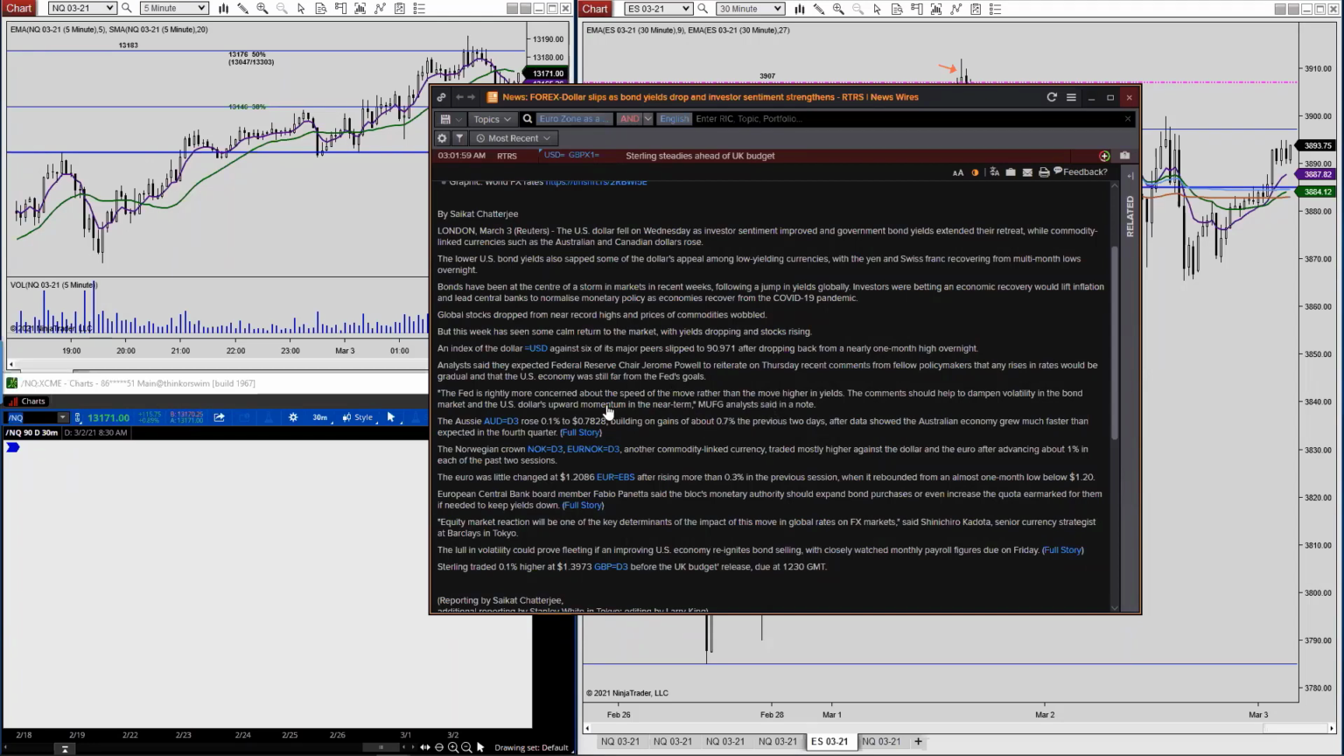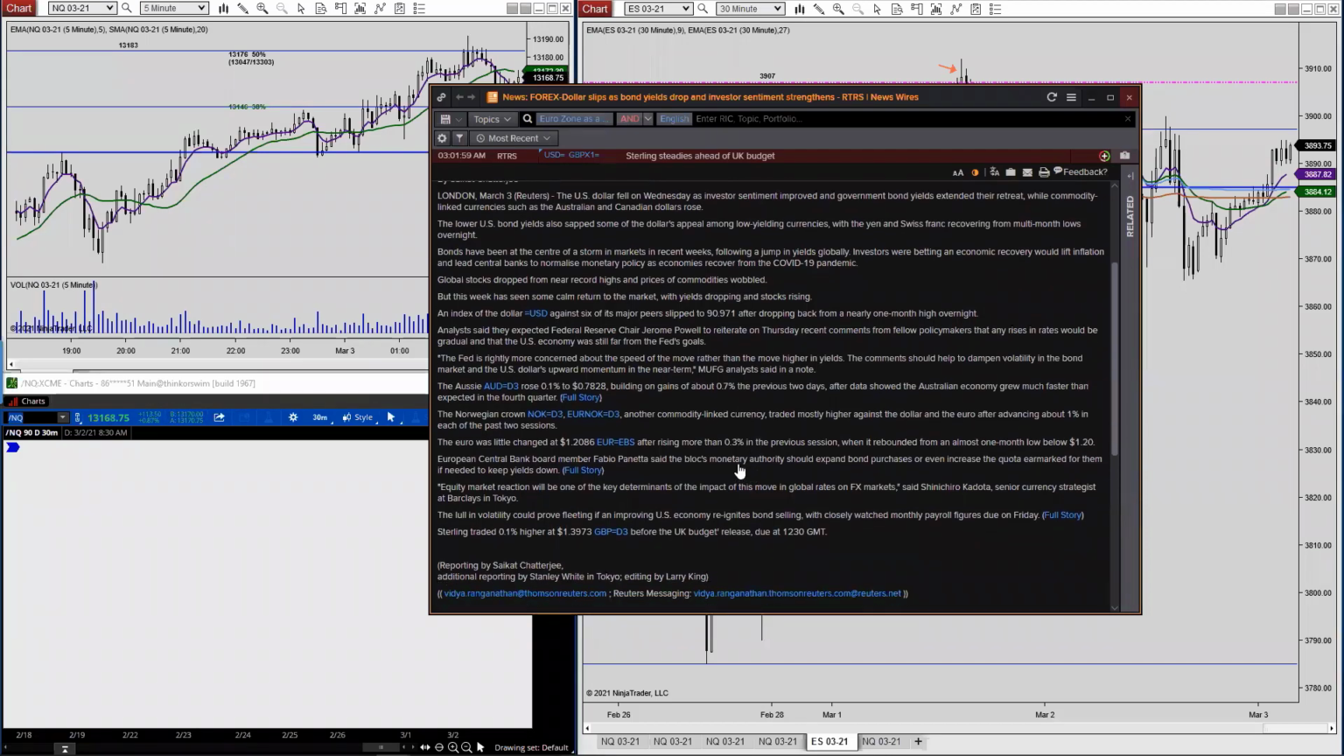An index of the dollar against the six currencies has dropped back from a nearly one month high overnight. Analysts said they expected Jerome Powell to reiterate on Thursday recent comments from fellow policymakers that any rise would be gradual. The Fed is rightly more concerned about the speed of the move rather than the move higher in yields. The comment should help to dampen volatility in the bond market and the US dollar's upward movement.